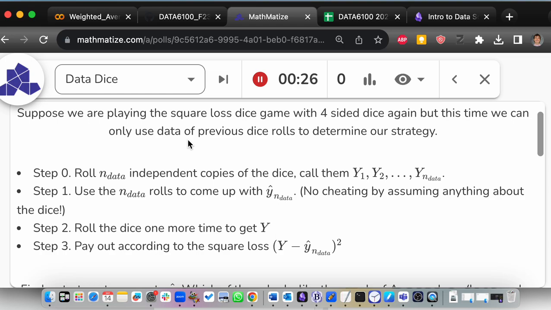And so instead, we're going to have a step 0. Before we had step 1, step 2, step 3. Now we've added a step 0, which is we're going to roll the dice n data times and write down the outcomes. So maybe we roll the dice, and it comes out a 1. Then we roll it, it comes out a 4.